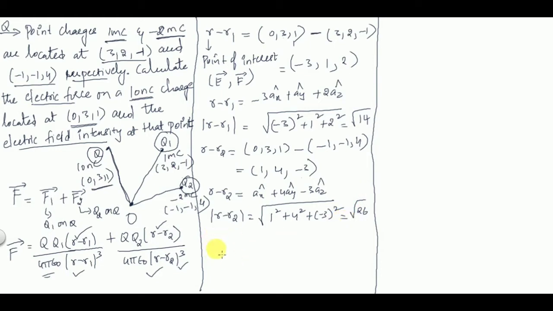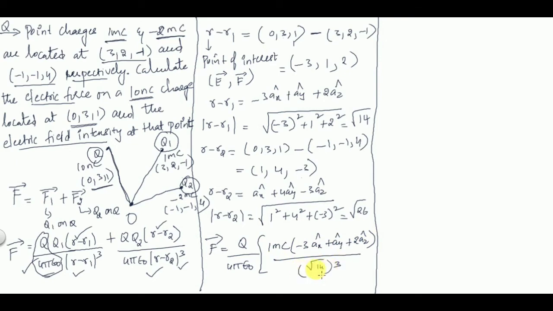Okay, so now we have got all the values. We can substitute in this formula. So F is equal to, we can take Q by 4 pi epsilon naught common, since it is there in both, so I am taking Q by 4 pi epsilon naught out. Q1 is 1 millicoulomb, so 1 millicoulomb into (r minus r1), which is minus 3 ax plus ay cap plus 2 az cap, divided by root 14 whole cube.